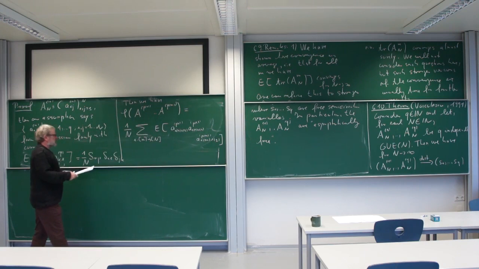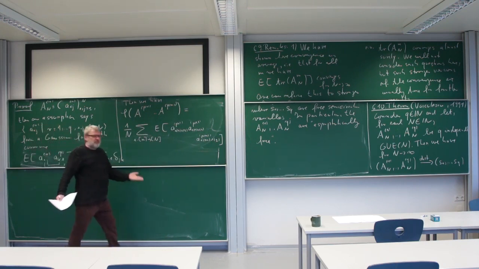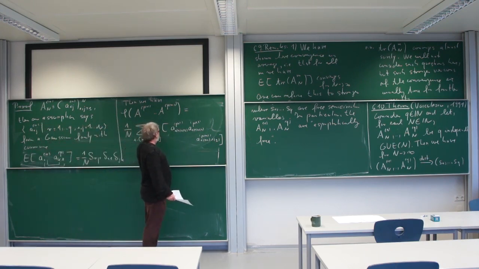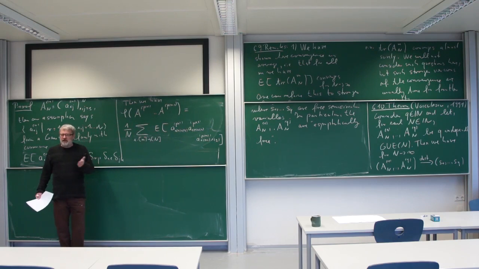Good. Okay, and now we're doing the same as before. I have here the moment of a Gaussian family, a product of elements from a Gaussian family. So the Wick formula tells me how I can write this in terms of the second moment.